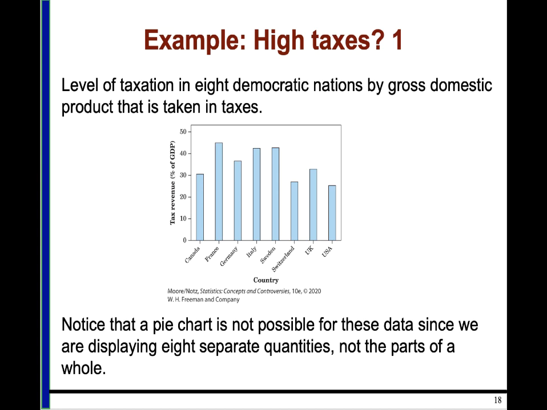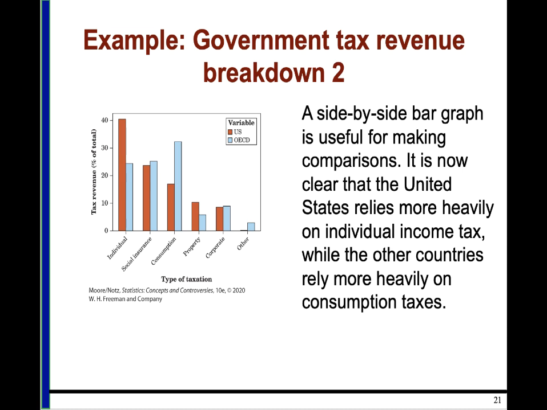Bar charts or bar graphs, on the other hand, you can easily make what's called a side-by-side bar graph. So here you can take a look at all of those categories that I mentioned, the type of taxation for the United States versus the average of all of those other countries. So now we can see that the United States does rely more heavily on individual income tax than other countries, and consumption tax is much higher than it is in the United States.